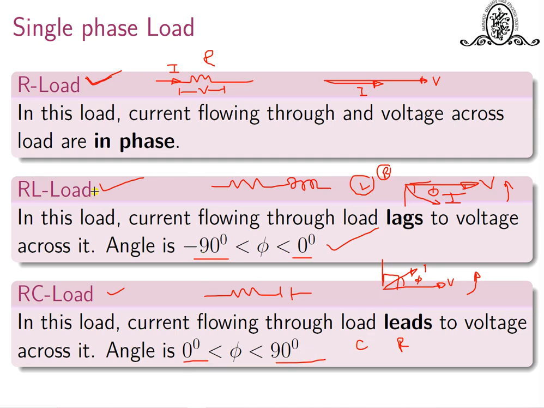So minus 90 to 0, it will become an RL load. When phi lies between 0 and 90, it will become an RC load, and when it is equal to 0, it will become an R load. So these are the different types of single-phase load.